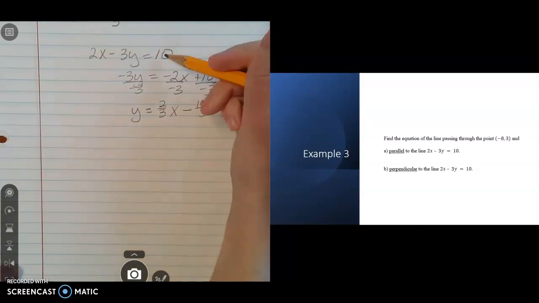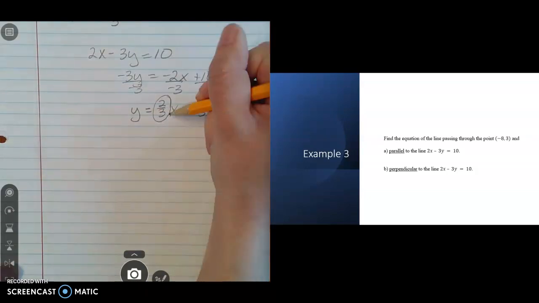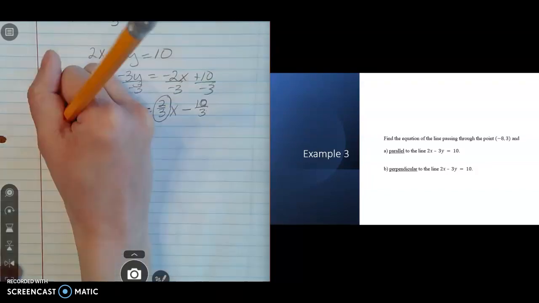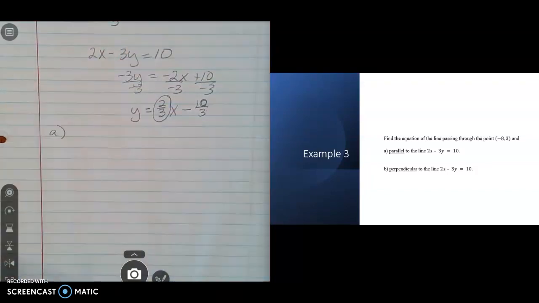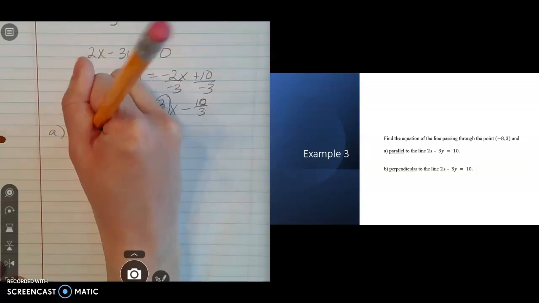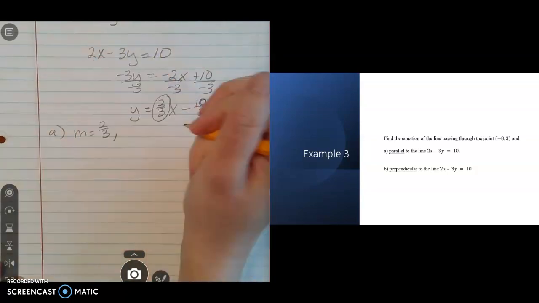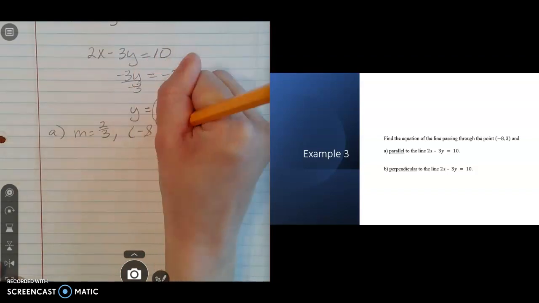So now with this equation, I went from standard form to slope-intercept form, and I did that specifically so I could find the slope. Okay, so the slope of the line that they gave us is 2/3. So in part A, where it says it's parallel to that line, it means it has the same slope. So I know that our line is also going to have a slope of 2/3. And I know that we are going through the point -8, 3.